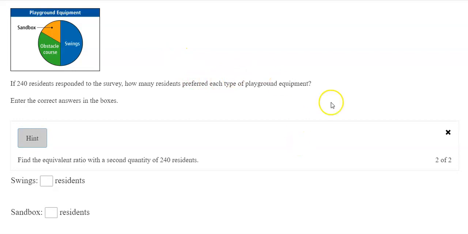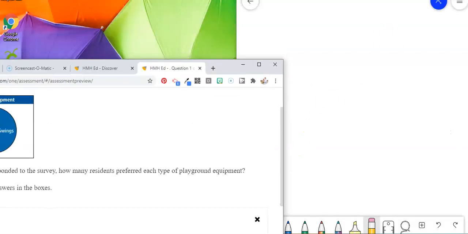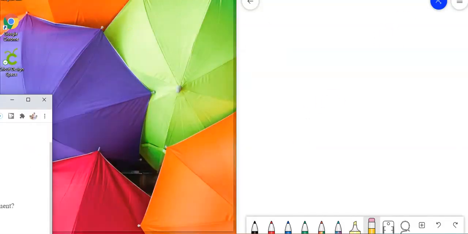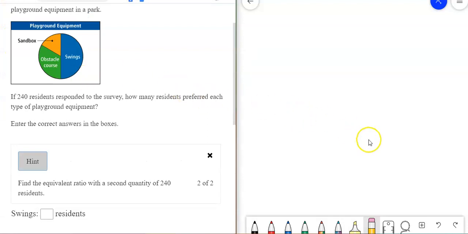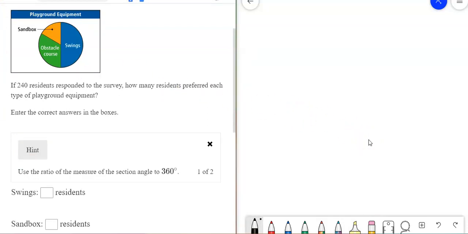Okay, so this is what we're going to do. I'm going to get my work page. And you should too. Okay, so we're going to use the ratio of the measure of the section angle to 360 degrees. The first one is swings.